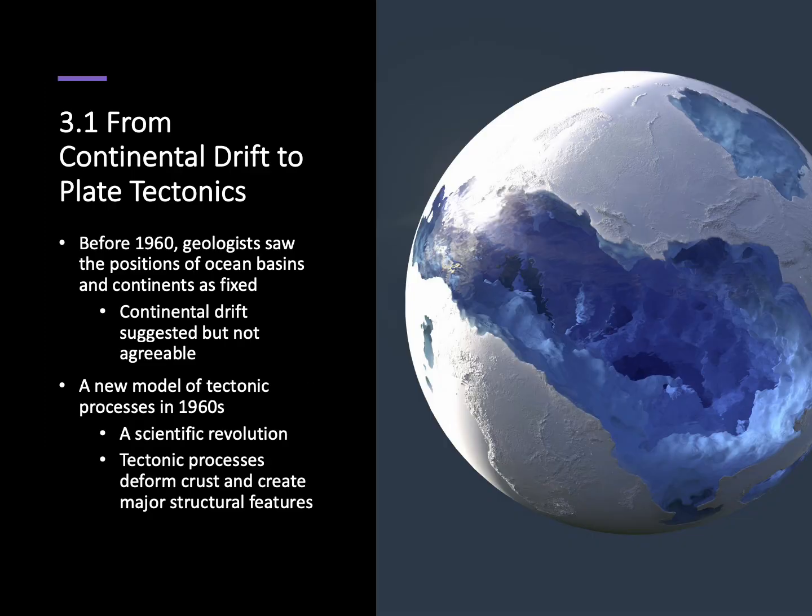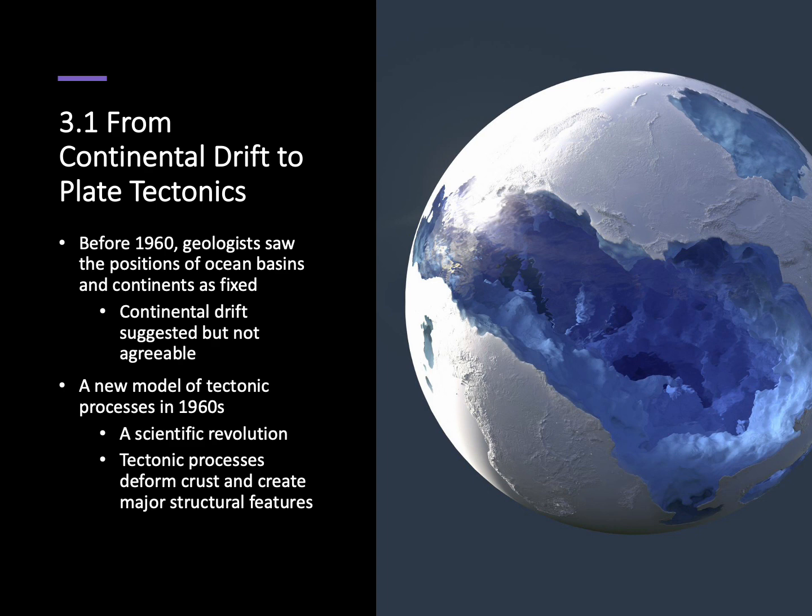So before the 1960s, most scientists believed that the oceans and the continents were fixed in place over time. They thought that they were completely stationary and they could not move. But in the 1960s, we discovered plate tectonics, that instead of everything being in one fixed location, they're slowly moving around over millions of years.